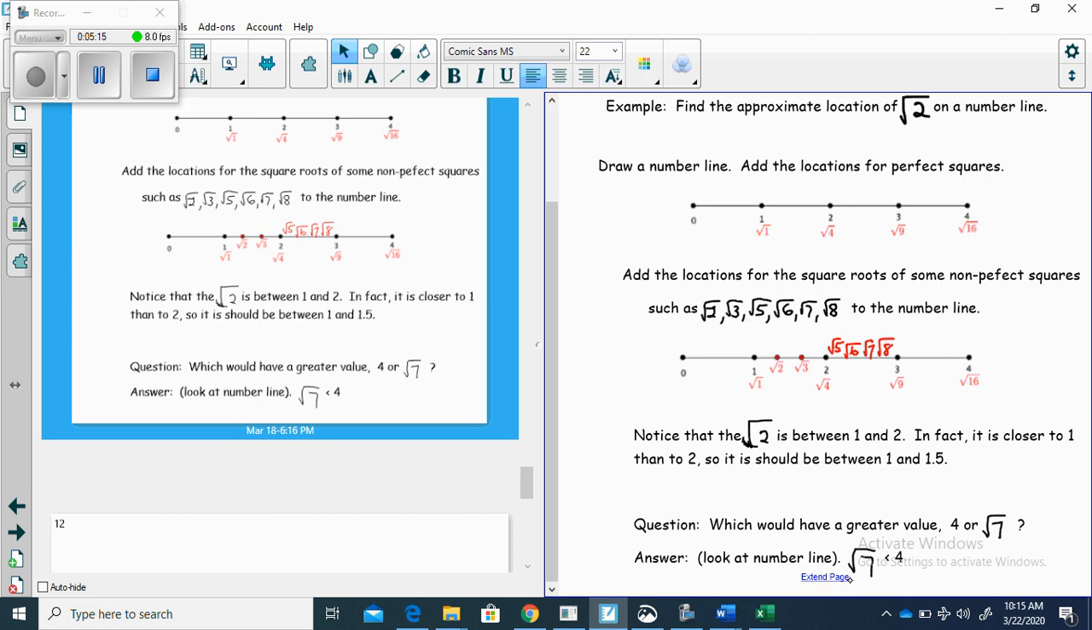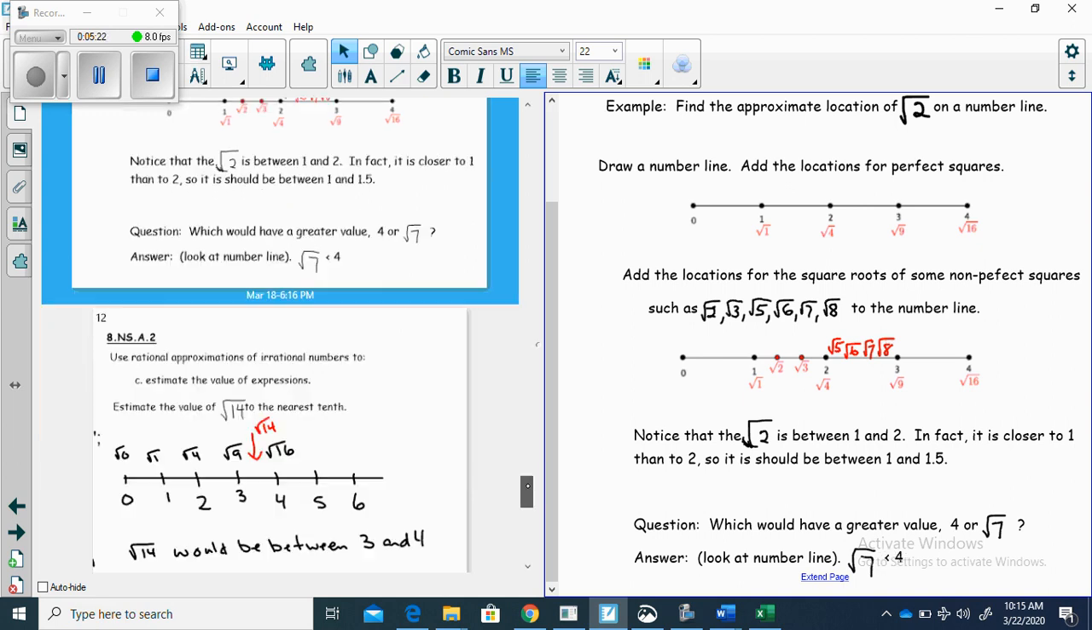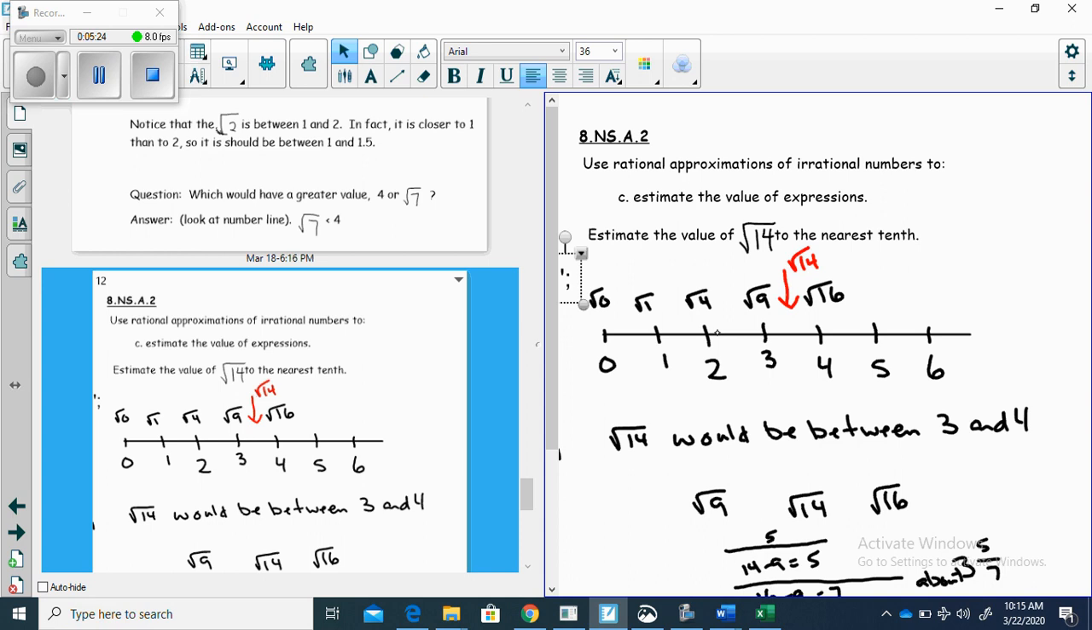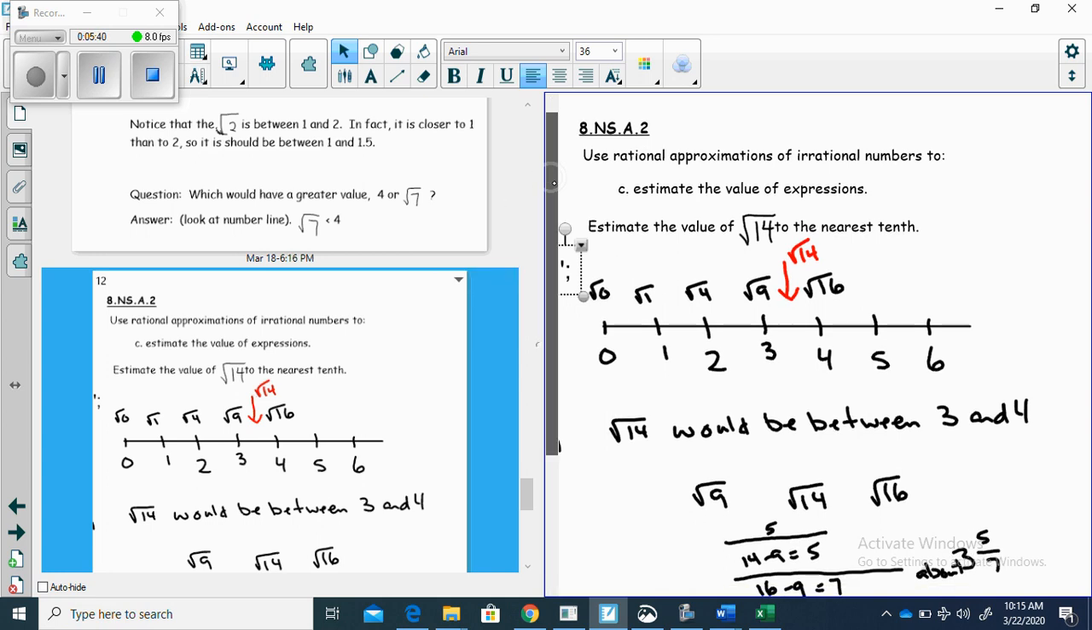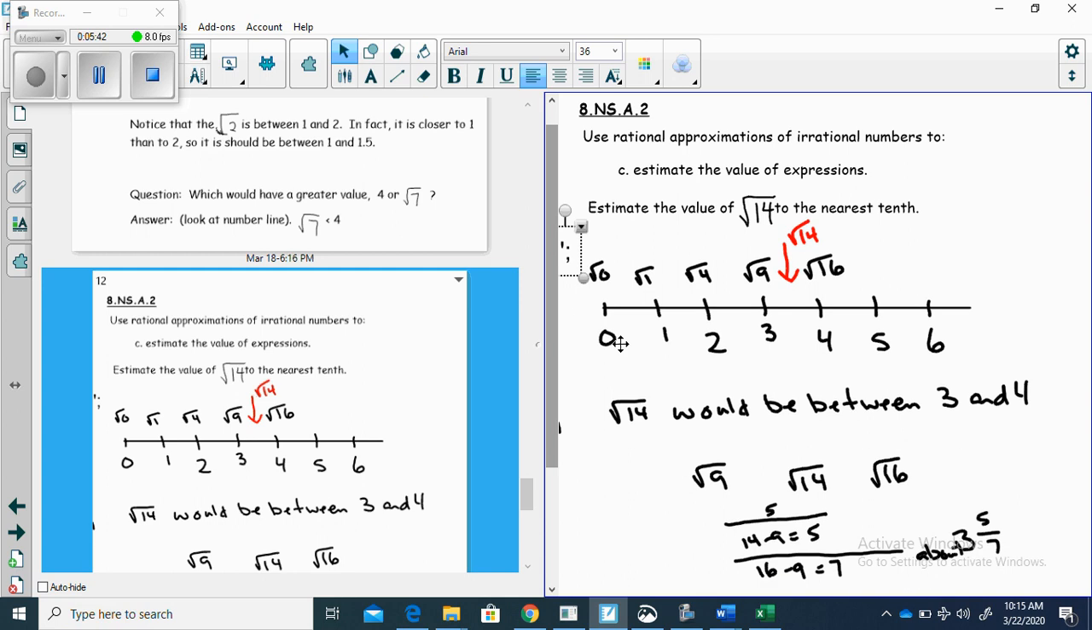You can write an inequality looking at this. The square root of 7 is less than 4. And then there's one more part to the standard that we want to look at. You can use rational approximations of irrational numbers to estimate the values of expressions. Here we're saying estimate the value of the square root of 14 to the nearest tenth. Let's see what we can do with that.